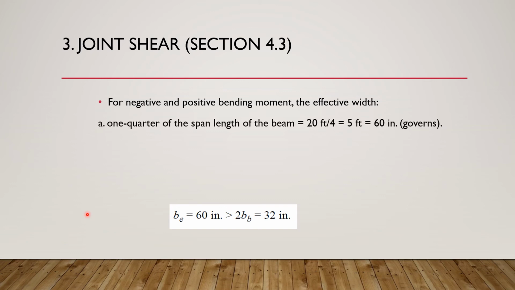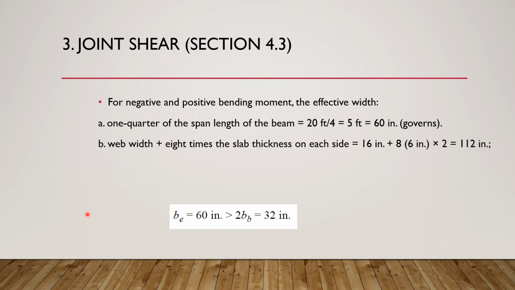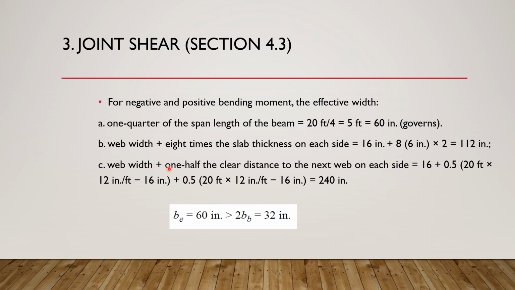We have that the first requirement is the 1/4 of the span length of the beam. The second one is the width plus 8 times the slab thickness on each side. And the third one is the web width plus 1/2 the clear distance to the next web on each side. That govern the less. And we have that the check is that the effective width is less than 2 times the B from the beam.